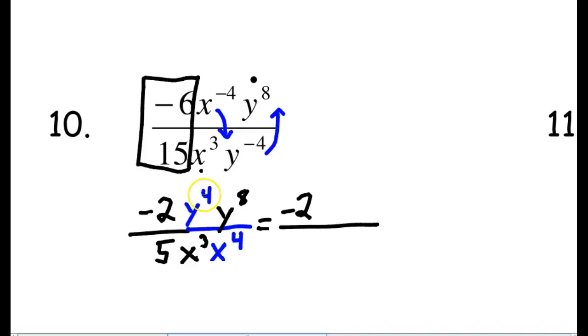You notice how there's no x's on the top and there's no y's on the bottom, so I'm just going to count these up. So we have 4 y's here, 8 here, and should we add these or multiply? Remember, if there's 2 bases, that means we add. So we're just counting them up. Y to the 12th, 4 plus 8. And on the bottom we have 5, and then x to the 3 plus 4, 7. X to the 7. And there's our final answer.